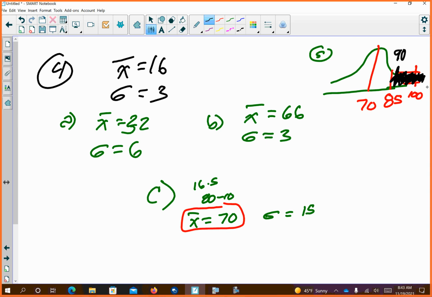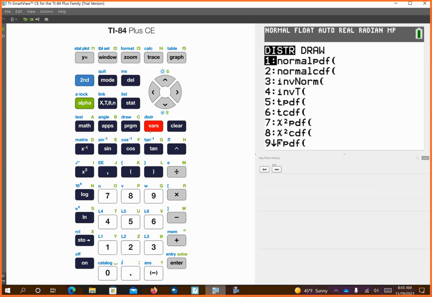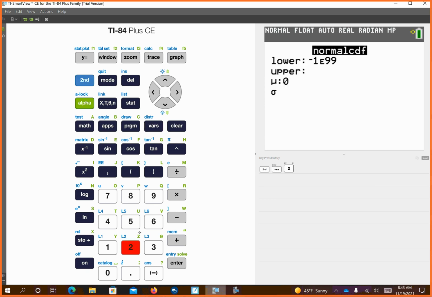So this is one of our calculator commands. We're finding an area. If we find an area, it's what? Normal CDF, thank you. So I'm going to go second, Distribute, Normal CDF, number 2.